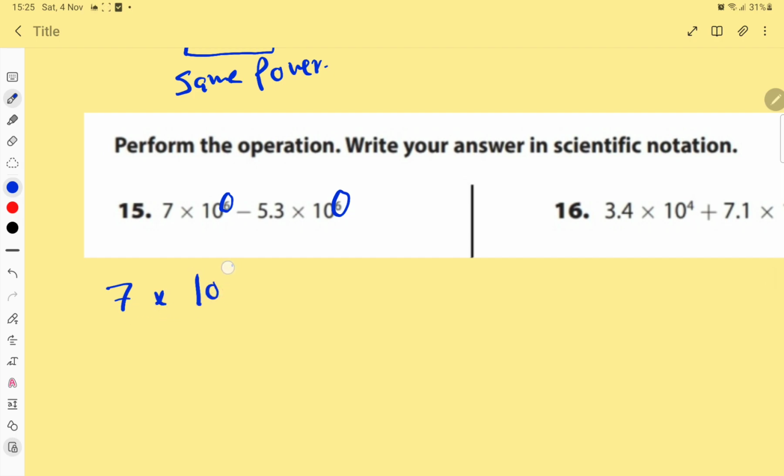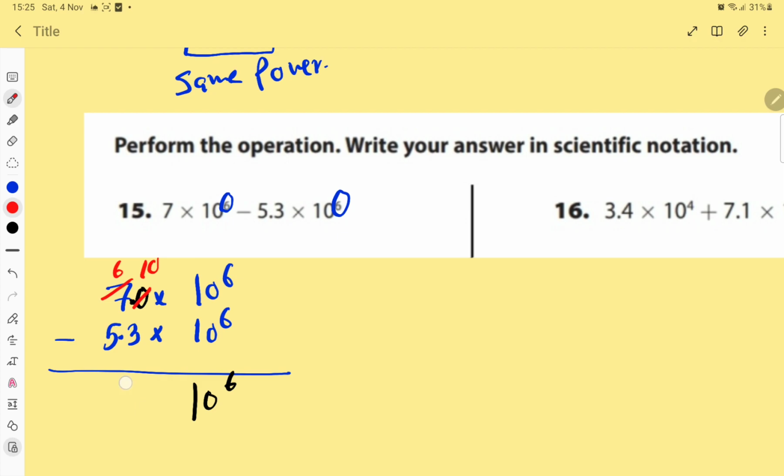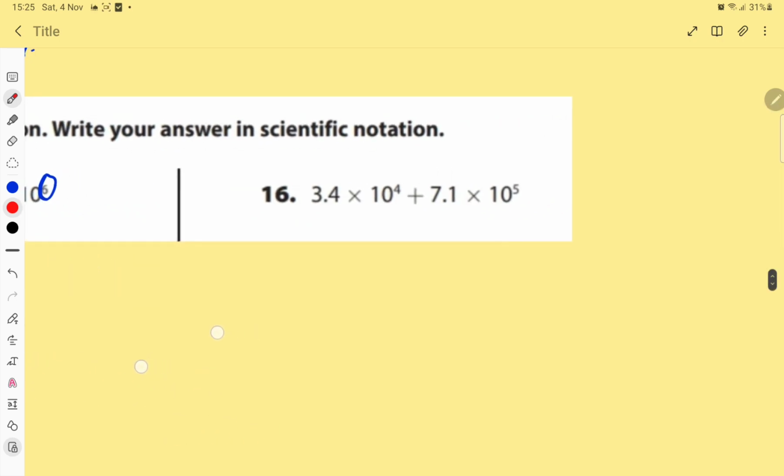7 times 10 power 6 minus 5.3 times 10 power 6. Keep the power as it is, 10 power 6. 7 is the same as 7.0. 0 minus 3 can't be done, so borrow: 10 minus 3 is 7. 6 minus 5 is 1. And I still have a decimal point here in the middle, so just keep it as it is. So the answer is 1.7 times 10 power 6. Add.